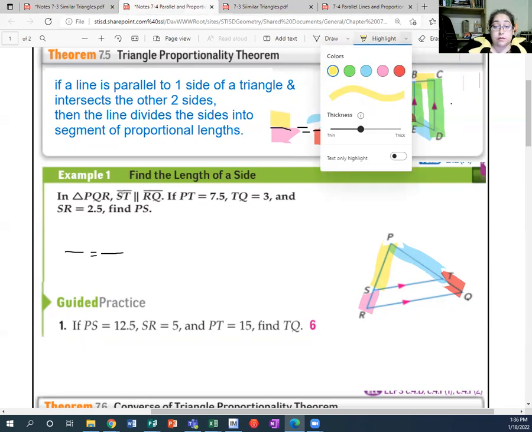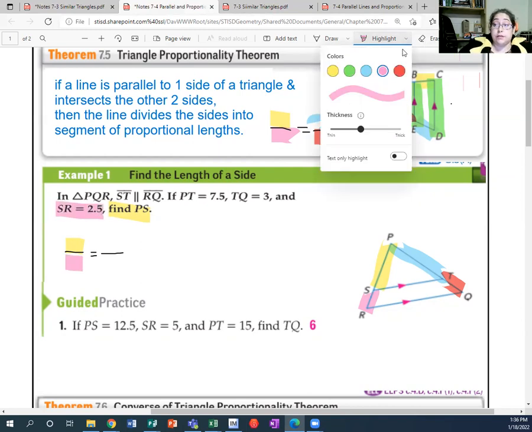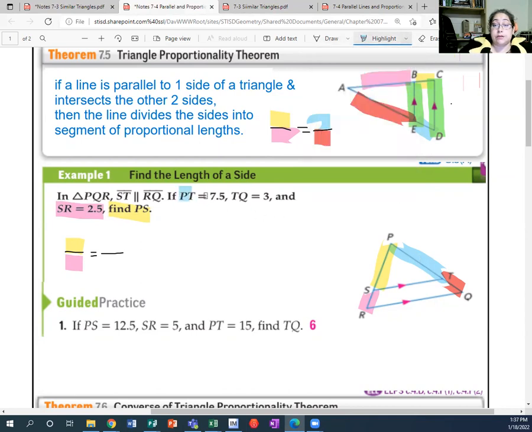Okay, PS is the find. Awesome. It's going to be in a fraction with this piece SR. Okay, I have numbers. That's good. That's good. That means I can do some stuff. PT, here it is. Okay, so we have some more information.